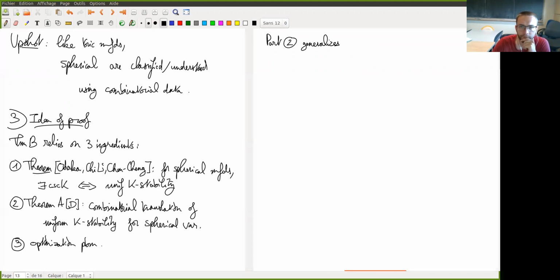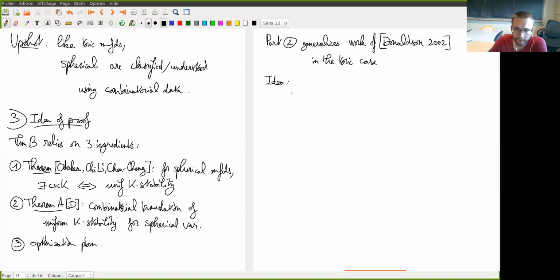So let me say a few words about part 2. Part 2 generalizes a work of Donaldson on the toric situation. So what's the idea? Let me just write it in the toric case. If you have a projective toric variety, it corresponds to a moment polytope, which is say integral, if I start from a line bundle L. Then what Donaldson proves is that it has a test configuration for X, L.